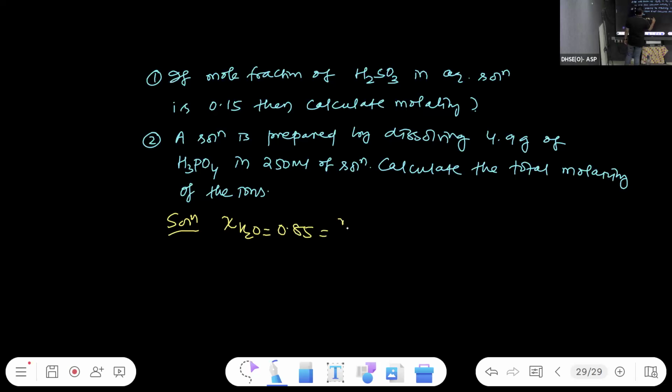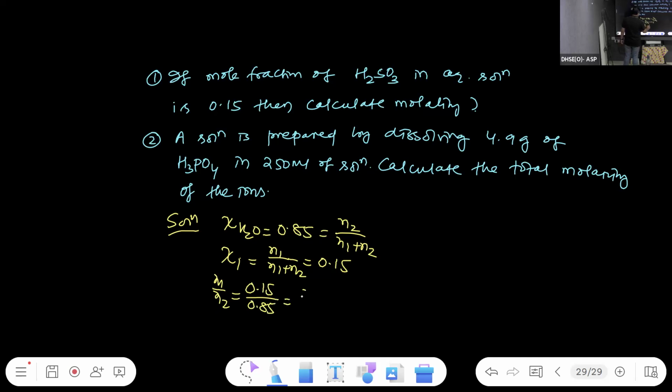So I'm going to write N2 divided by N1 plus N2. The mole fraction of the acid is N1 divided by N1 plus N2. So it is 0.15. So what will be the value of N1 upon N2? That is 0.15 divided by 0.85. Okay. So 3 divided by 17. Okay, 5 cancel.